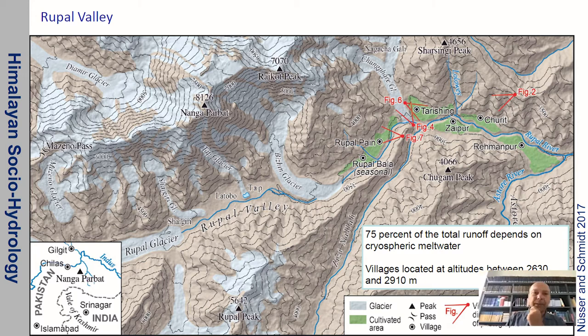This is a map that shows the Rupal Glacier in the lower part here between areas like Rachmanpur, Churit, Tarishing, and the village Rupal. We have irrigated agriculture, and in the upper part, of course, we only have the glaciers. And you can assume that as 75% of the total runoff depends on cryospheric meltwater, and the villages are located there, in one way or another the glacial meltwater is very important for this irrigated agriculture in these arid valley zones of the northwestern Himalaya.